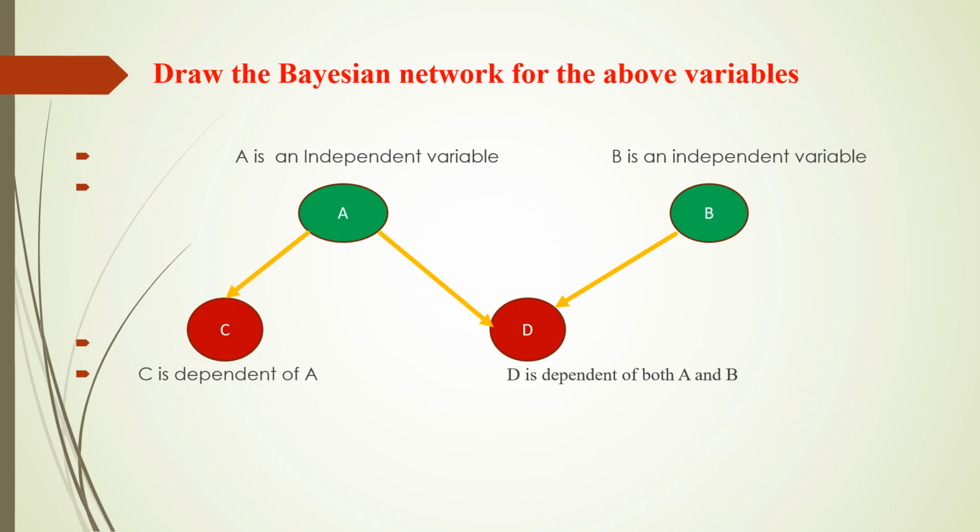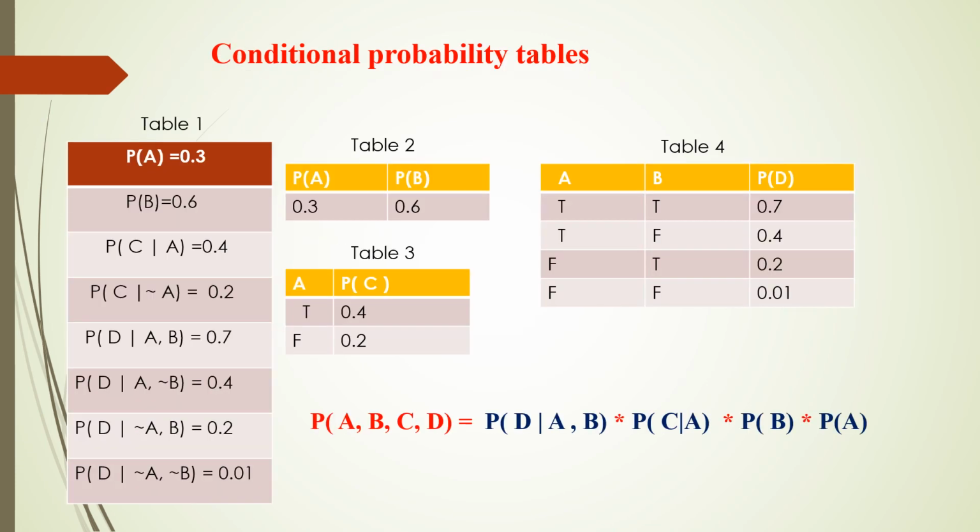Assume node C is dependent on A, so the arrow should come from node A to C, and assume node D is dependent on both A and B. So the arrows come from A and B to D. So C and D are dependent variables and A and B are independent variables. This is a Bayesian network for the above variables.